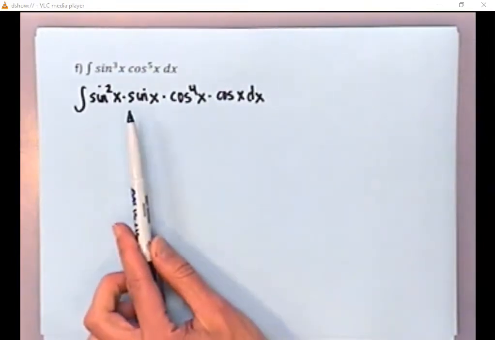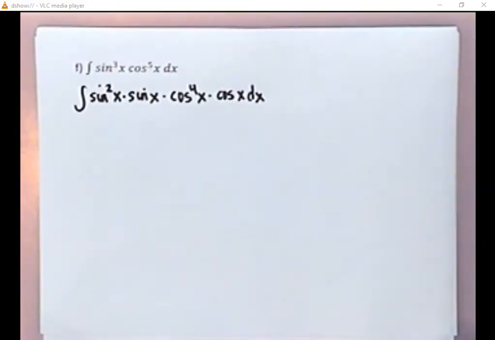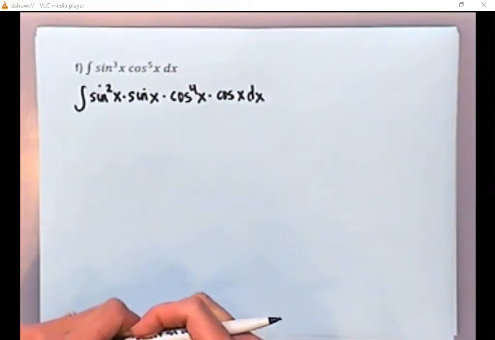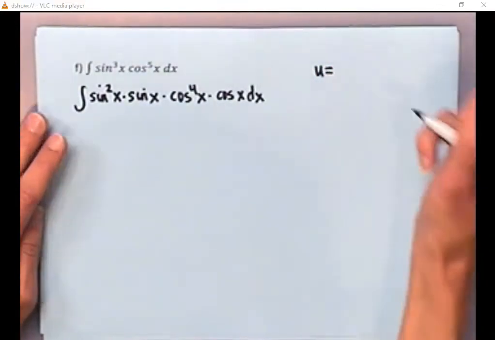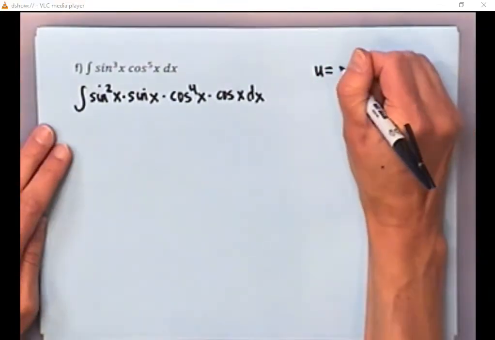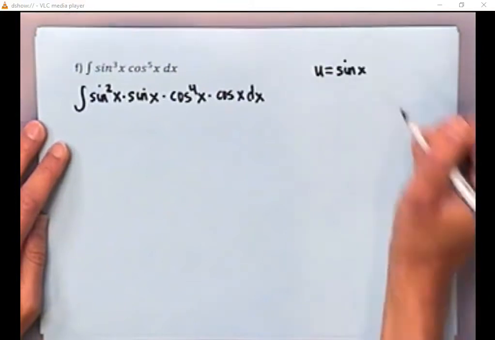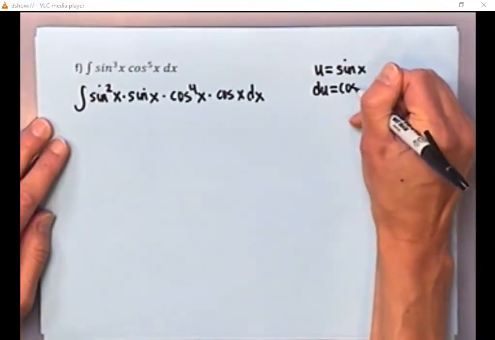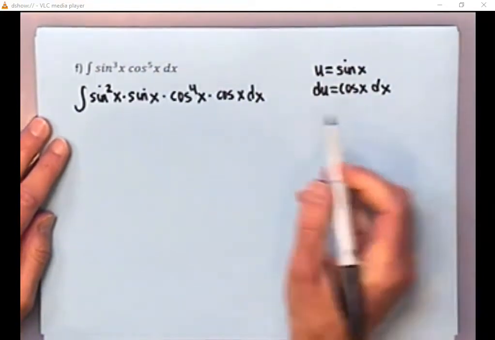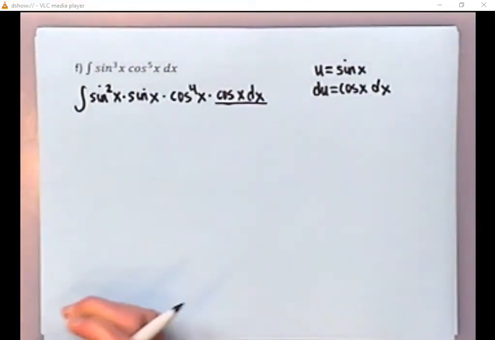Now I have both a sine and a cosine, so I could probably do some sort of u substitution, right? Which one would you choose to be your u and your du? What do you want u to be? Sine. Okay. So if you choose u to be sine, then du is the cosine part, right? The cosine of x dx. So this part I'm leaving out as my derivative.